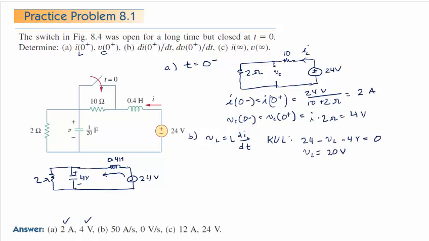So now back to this equation right here. 20 volts equals L di dt, and we have L is 0.4 henries, therefore di dt in the inductor at time 0 plus equals 20 divided by 0.4 henries, which equals 50 amps per second. Yes, that's what they got.